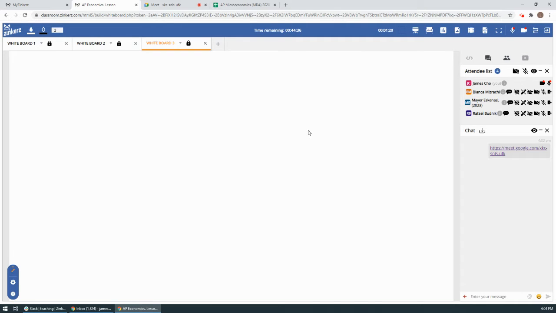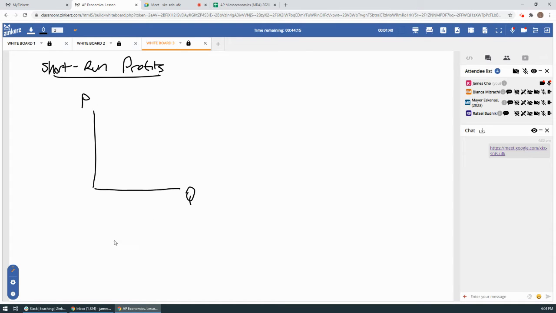All right. So, a little bit of review. We're going to talk about what we call short run profits. Remember what we did with perfect competition. We have to draw side-by-side graphs. One for the overall market, big P, big Q, label that the market.